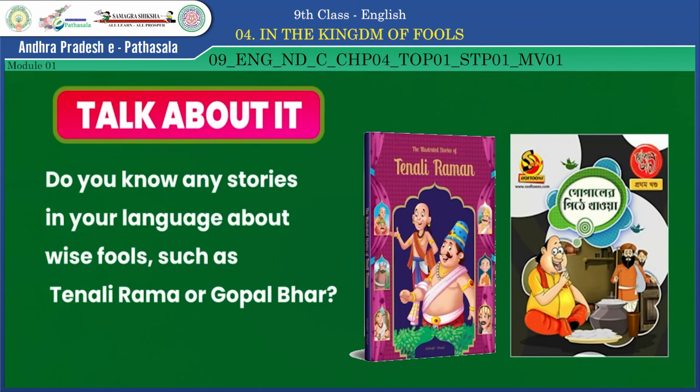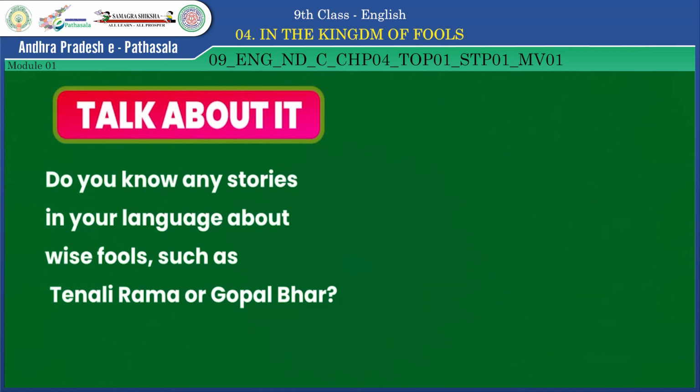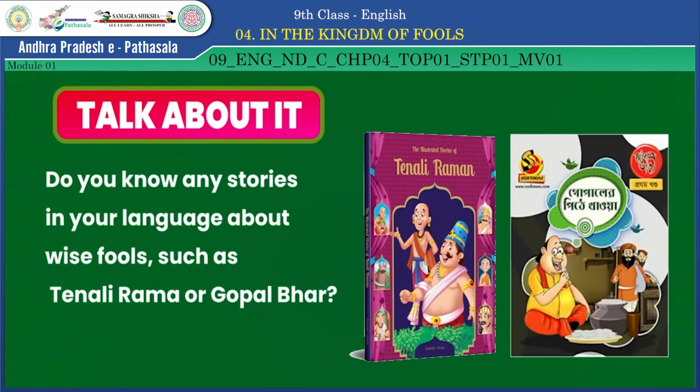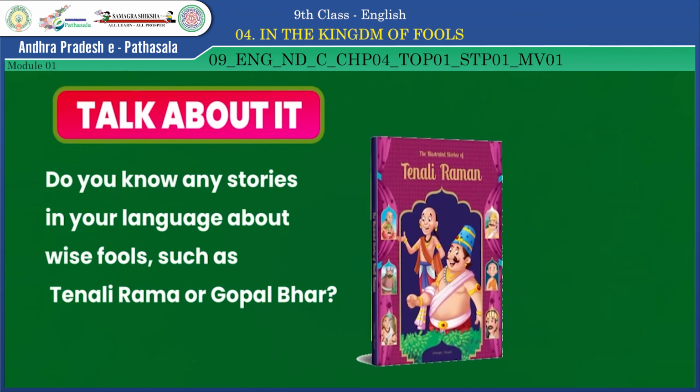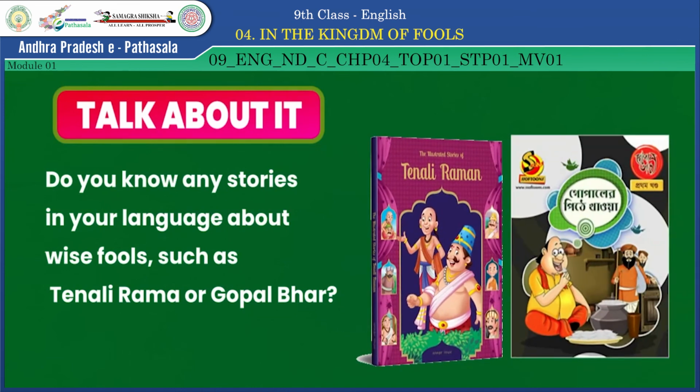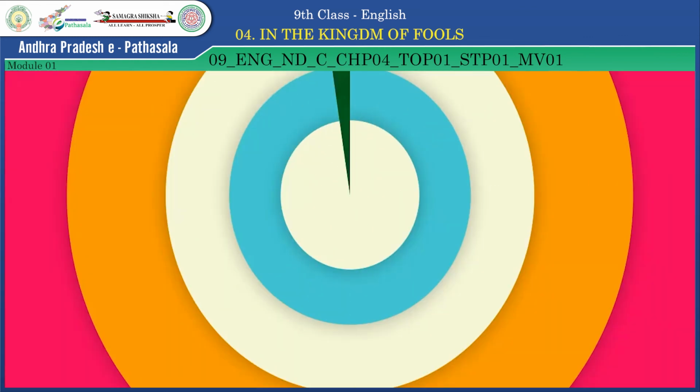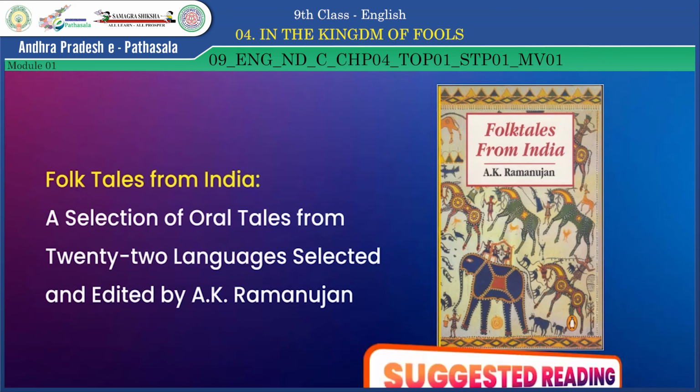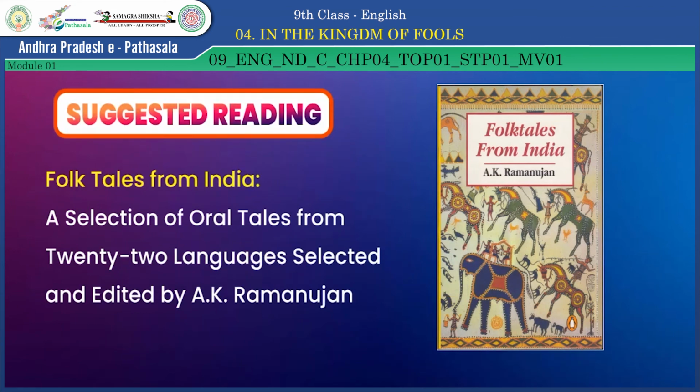Now you will be able to explain the main theme of the story, that is, the importance of avoiding foolish people and dealing with them wisely. Describe the characters and their actions in the story. Recognize the cultural significance of the story as a famous Kannada folk tale adapted from A.K. Ramanujan's Folk Tales from India. Summarize the plot of the story in your own words.